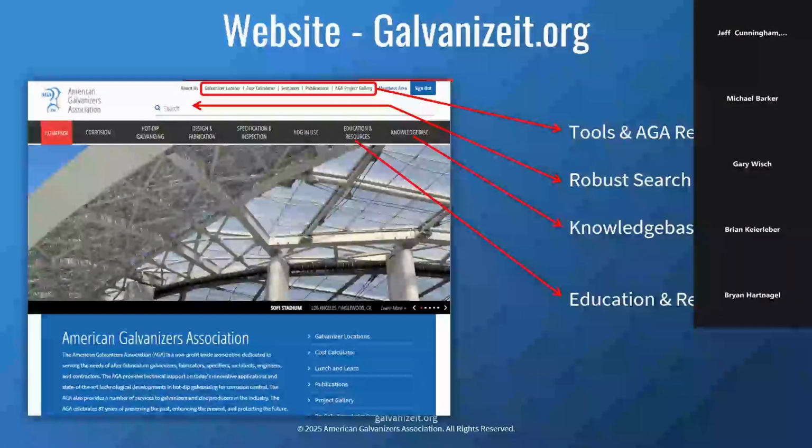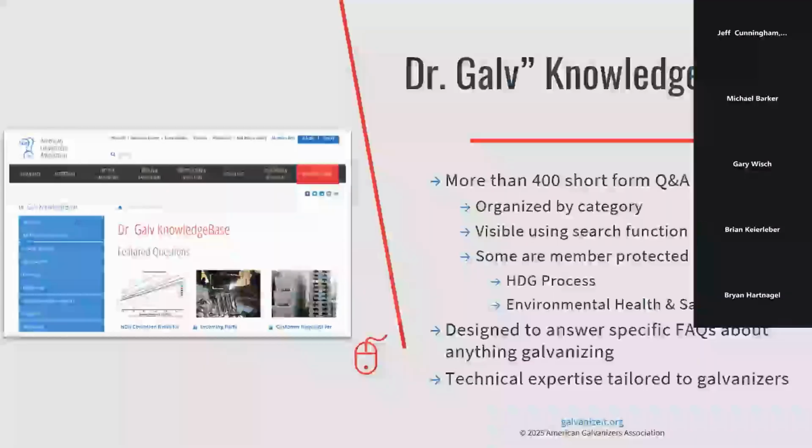All right, so first and foremost is just our website. It is absolutely a powerful tool, chock filled. We'll go over the real resources it has up top: Galv Locator, a project gallery, our publication seminars, and then our cost calculator, which is great because you can put in your project parameters and then it'll spit out everything that you need to know comparative to other coating systems.